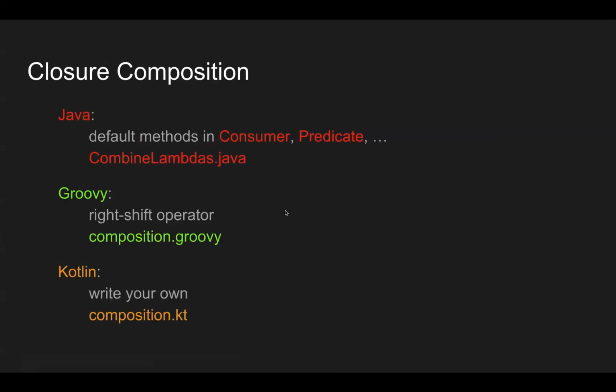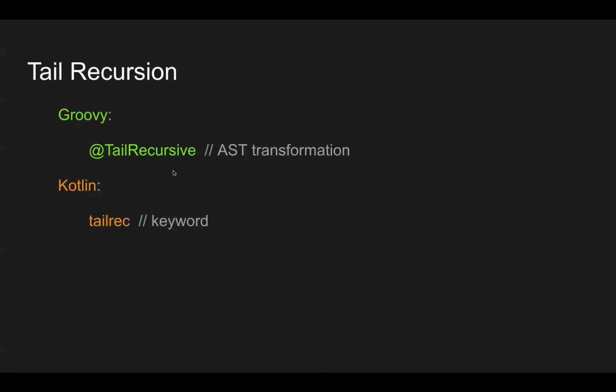And then there's other things like tail recursion, which Groovy does through a so-called abstract syntax tree transformation, and Kotlin does through a keyword. And that allows you to write tail recursive algorithms that reuse the stack frames. In Java, you can write the algorithm in a tail recursive fashion, but it doesn't reuse the stack frames. It still can overflow. What tail recursion does, if you haven't seen it in a while, is it's a way to transform recursive method calls into iterative ones by reusing previous results.